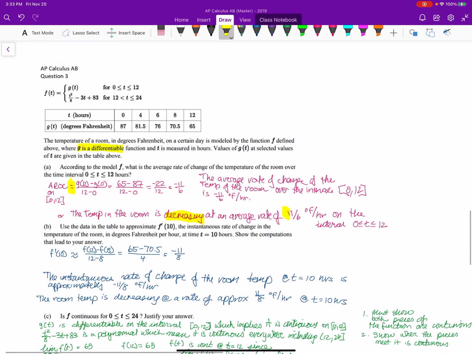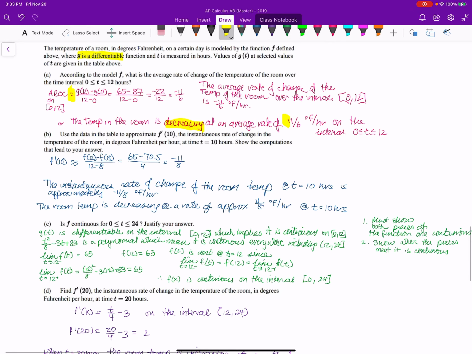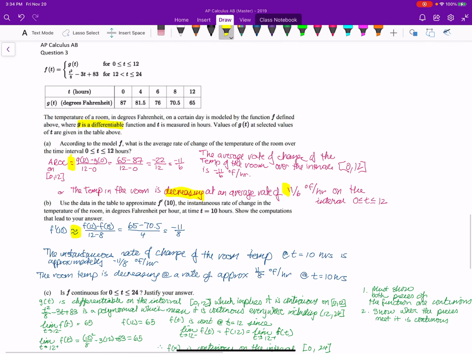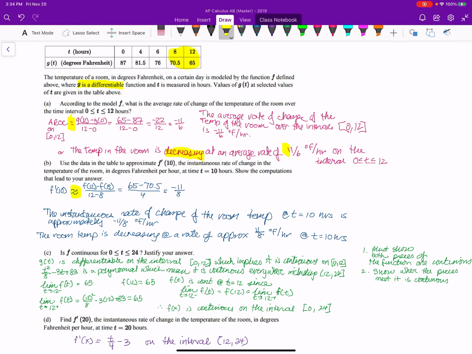Part B, the data in the table, use the data to approximate. So now we need an approximation symbol because we're now approximating the instantaneous rate of change at 10. And I'm going to use 2 points surrounding the value 10. So that's going to be those 2 points there. Substitute in the values. You can stop right here. You don't have to simplify, but if you do, great.